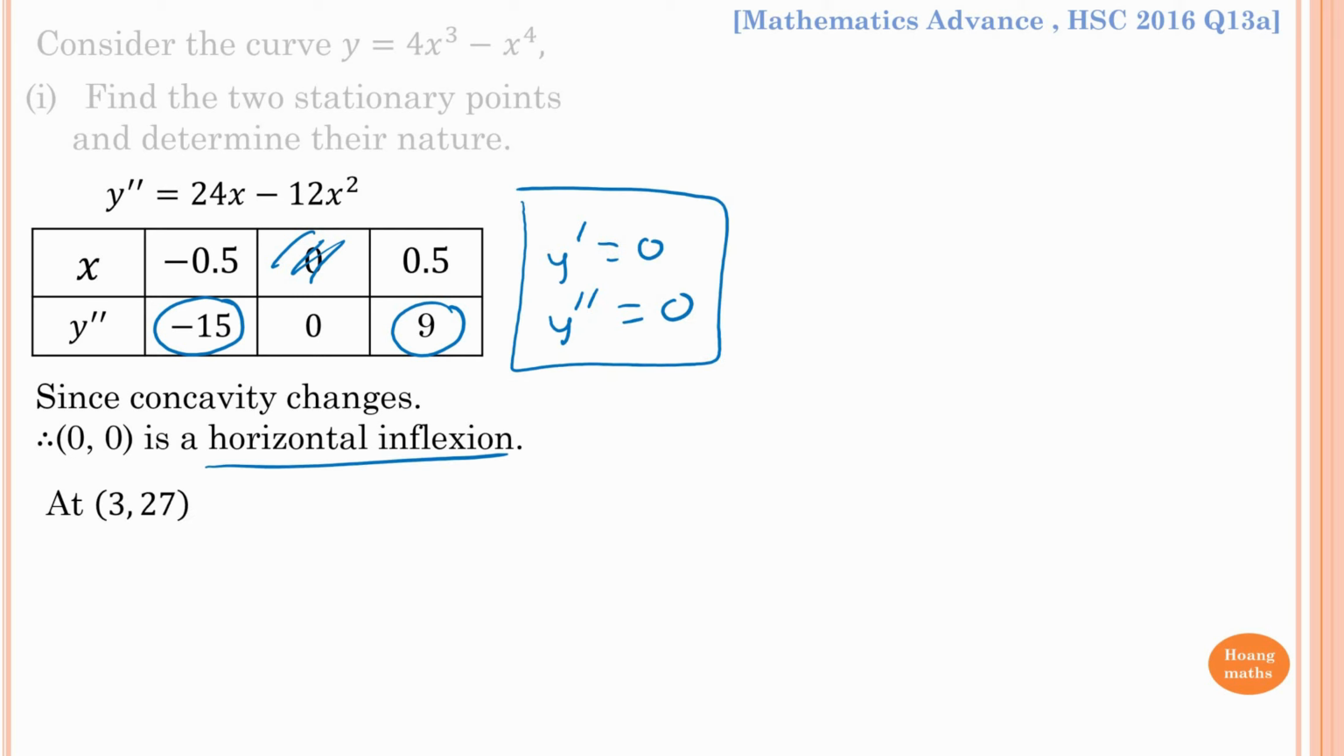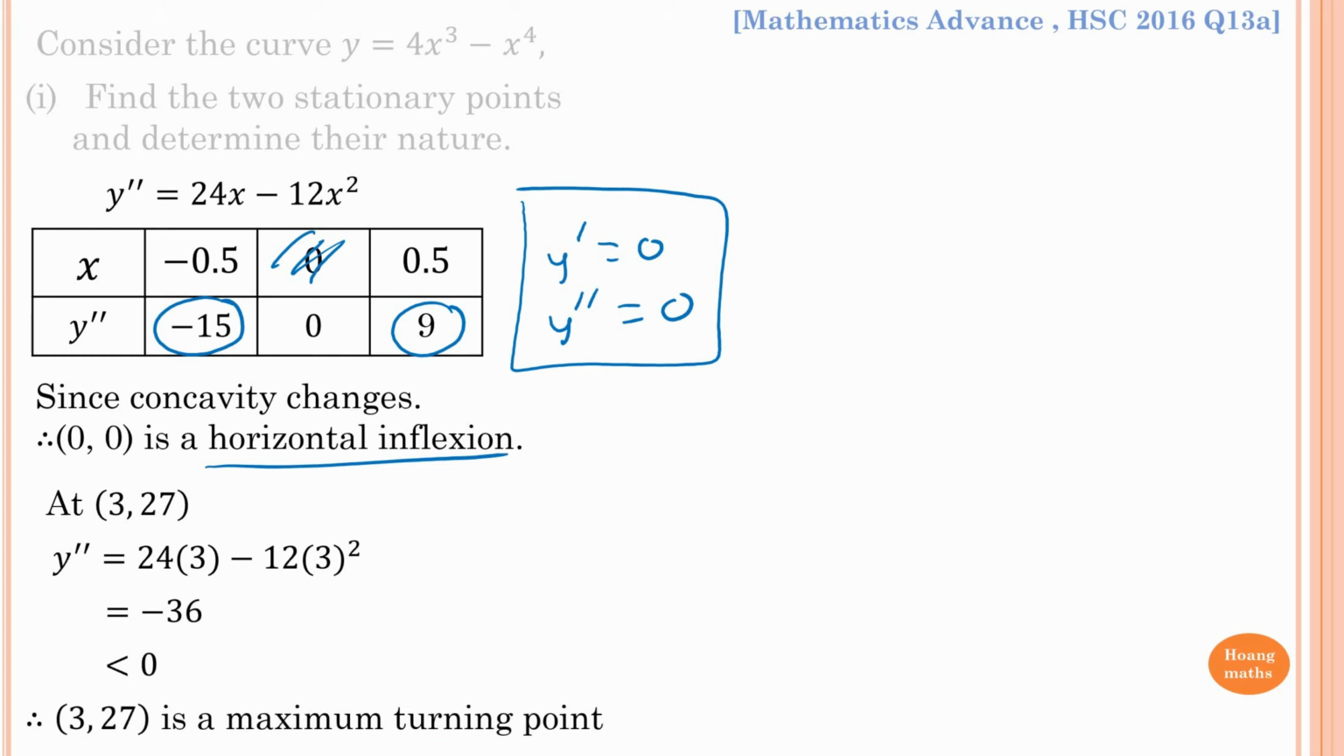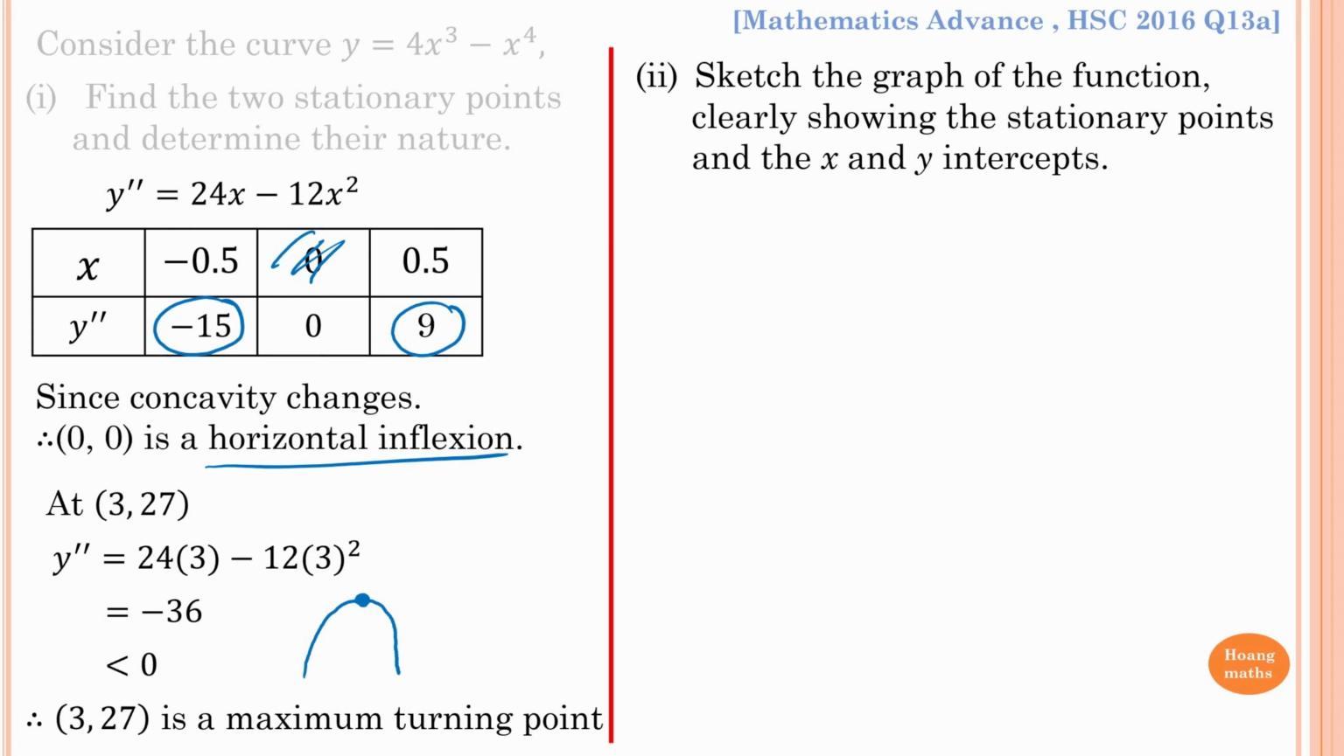At (3, 27), we know that y double dash is equal to this, which is equal to negative 36, and that is less than 0. So therefore, the point (3, 27) is a maximum turning point, because less than 0 is concave downward, so it's a maximum turning point. Now sketch the graph.